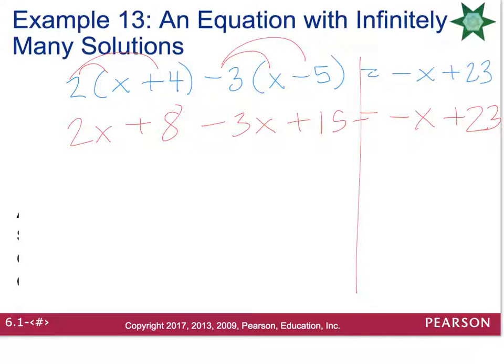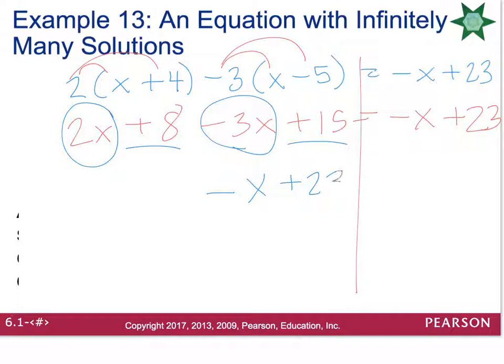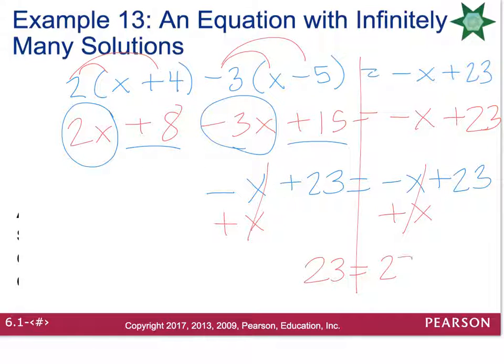Then you'll want to combine like terms on each side. On the left-hand side, we have 2x minus 3x, which is negative 1x, positive 8 and positive 15, which is positive 23. And if you notice here, the left-hand side and the right-hand side are identical. You could stop there and say that there are infinite solutions, but if you wanted to keep going and collect your x's together, you would notice that they both eliminate, and you're left with two numbers that do equal each other. That just means there is an infinite number of solutions.